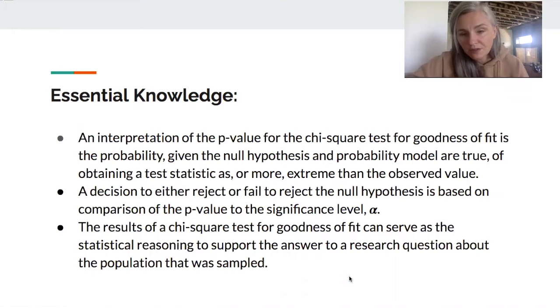And I'm not going to read through this because it's the same exact thing it always says. We're going to create a null hypothesis that we're either trying to reject or not reject. We're going to compare our p-value to an alpha level or a significance level. And whatever our result is from our test is going to give statistical reasoning to support our conclusion. Same thing that we've said over and over again in second semester.